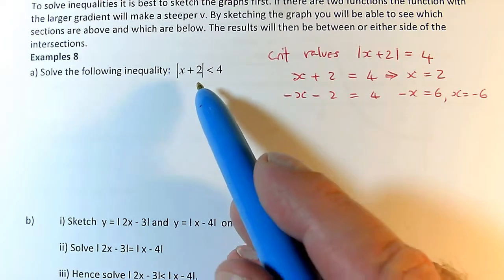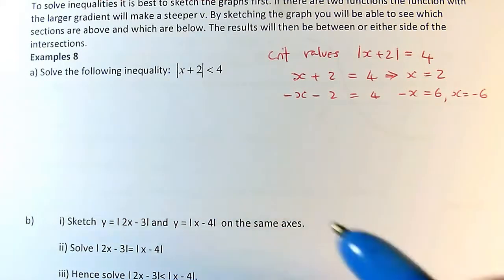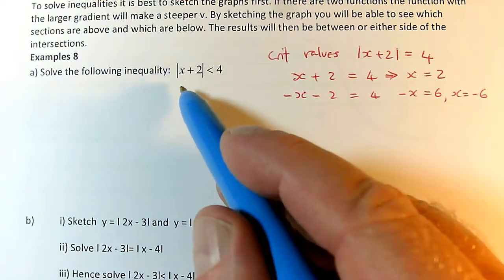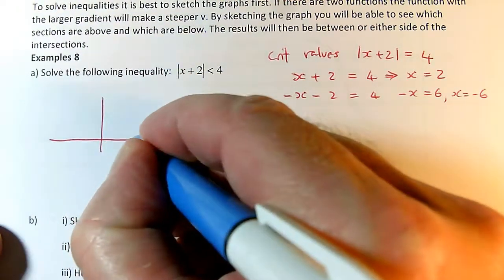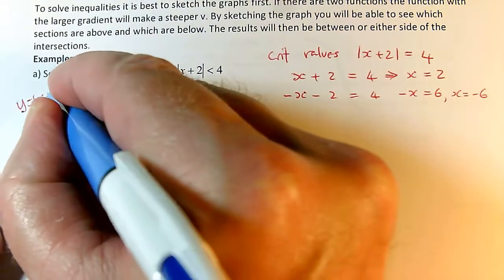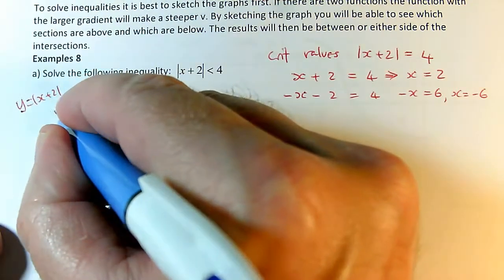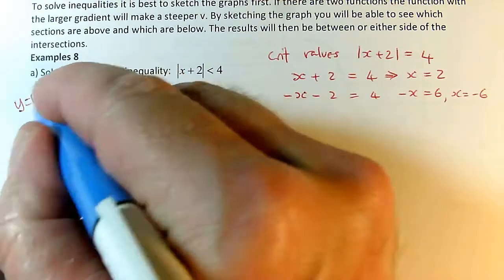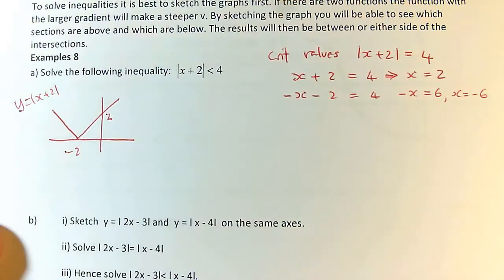Well, it's the modulus graph with a translation of 2 units to the left, because I've added 2 inside. Or I could use the point of the v method. The value that makes the modulus equal to 0 is when x is minus 2. So the point of the v is going to be at minus 2, in which case if I let y equal modulus of x plus 2, at x equals minus 2 I get the point minus 2, 0. And the y-intercept, when x is 0, is the modulus of 2, so the y-intercept is 2, so I get the graph looking like this.